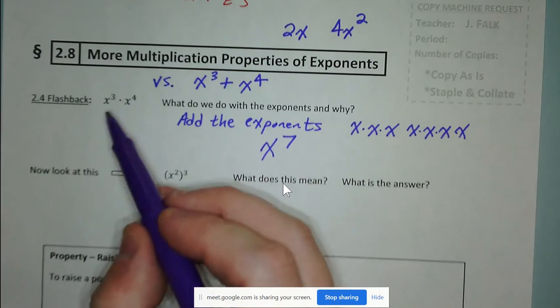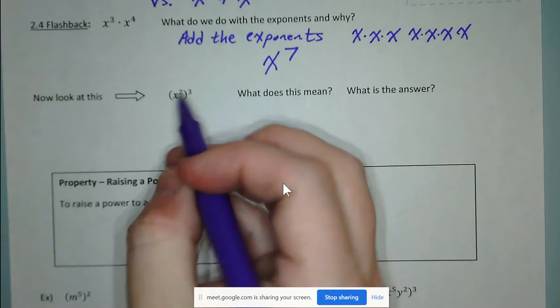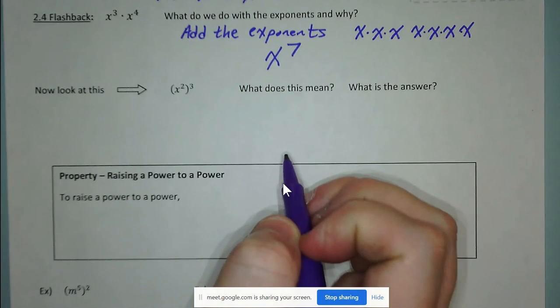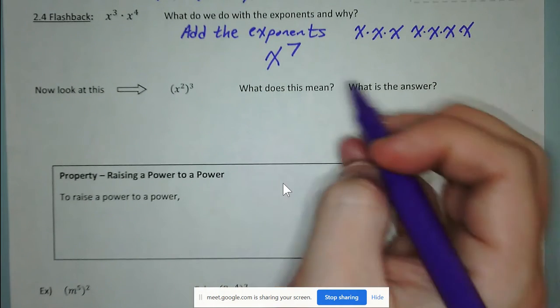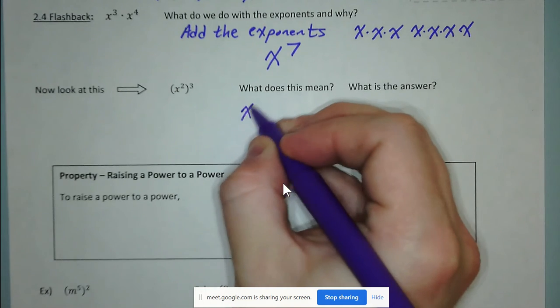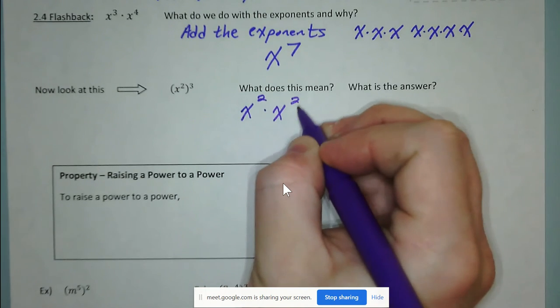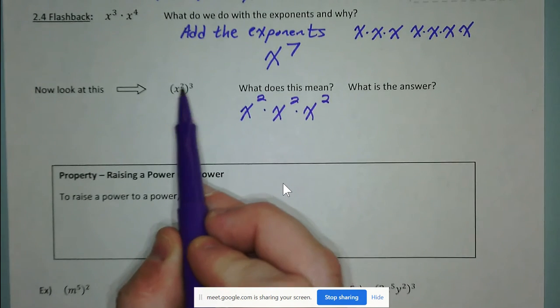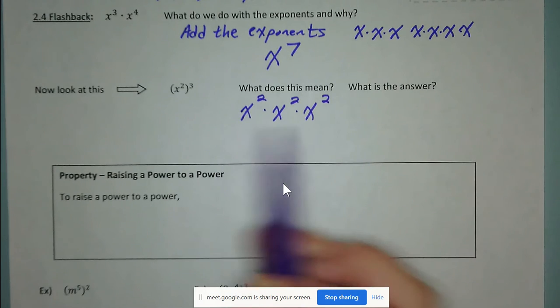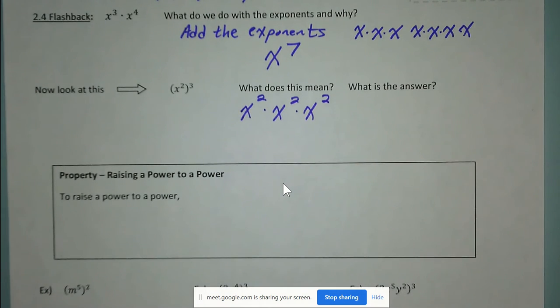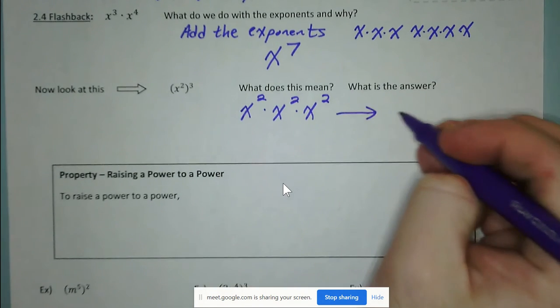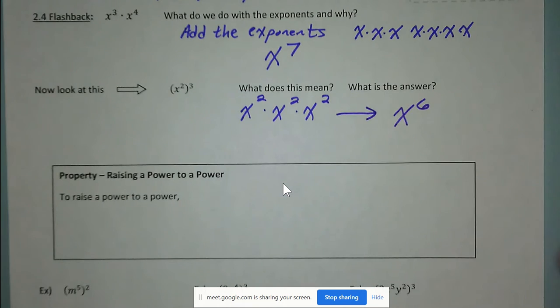But anyway, what we're going to move on to here is x to the 2nd to the 3rd power. What does this mean? If you're raising this to the 3rd power, this is what it technically means. And so wouldn't the final answer end up being x to the 6th?